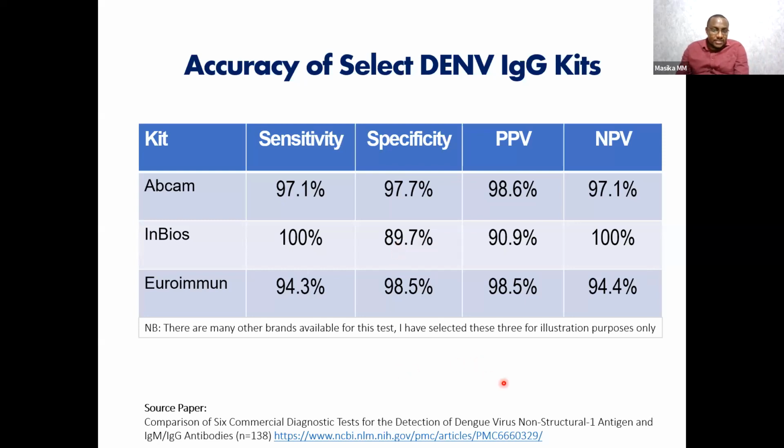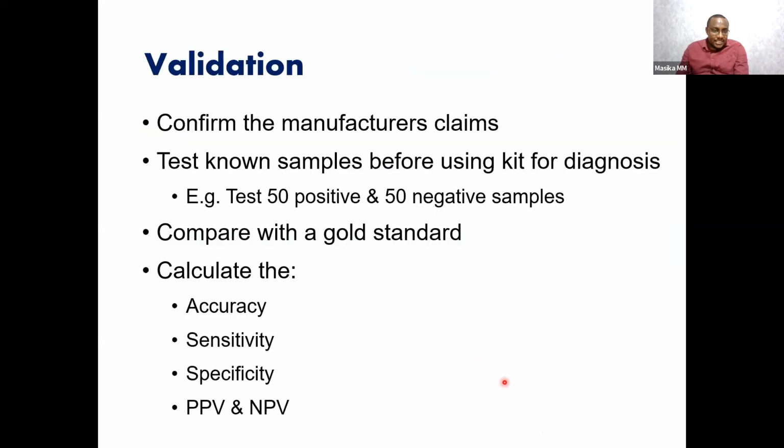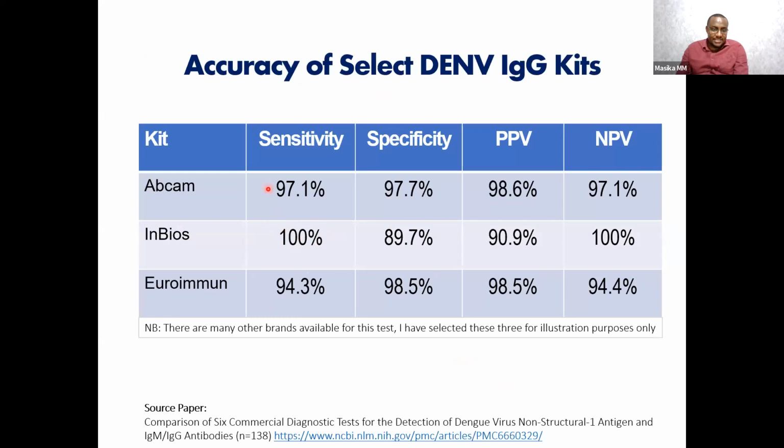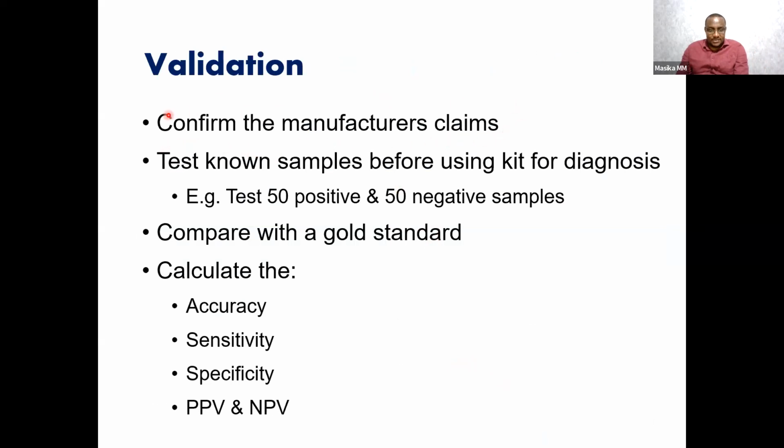Now, I'm going to use the next table to make this easier. What you want to do with validation is to confirm these numbers. Say the manufacturer has told you my kit is 100% sensitive and 90% specific, you want to validate those claims. You don't just believe them. So you test samples, and you can use samples whose results you already know, either because you tested before with a gold standard test.